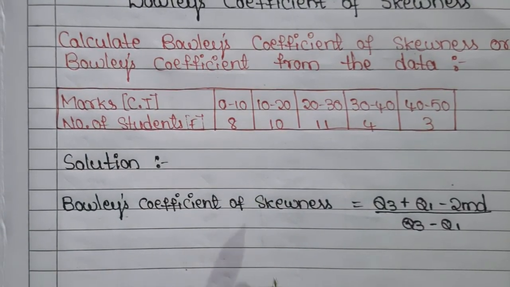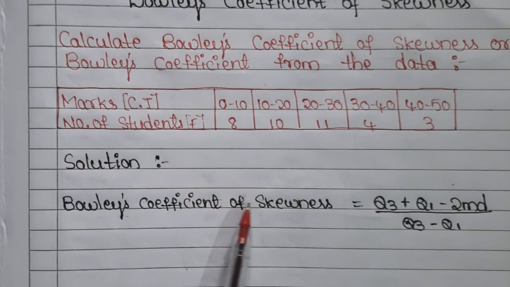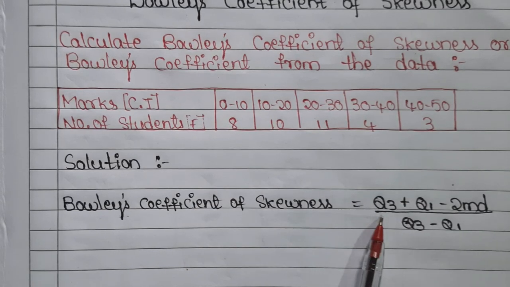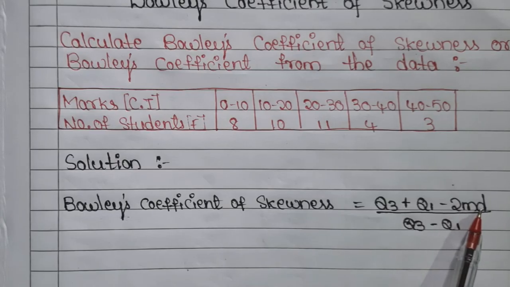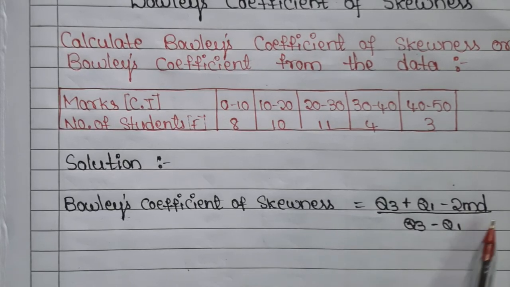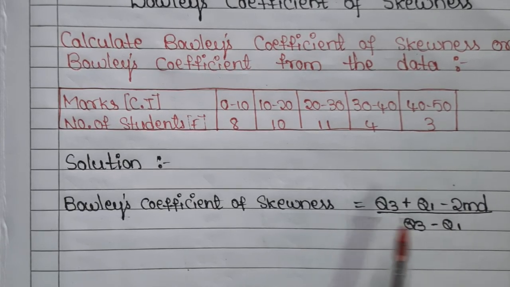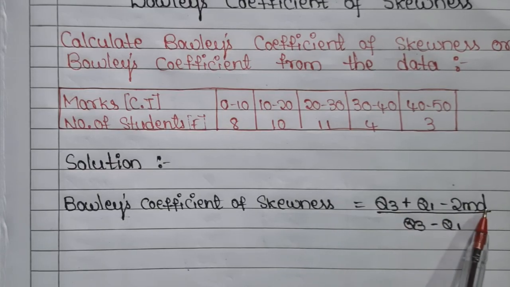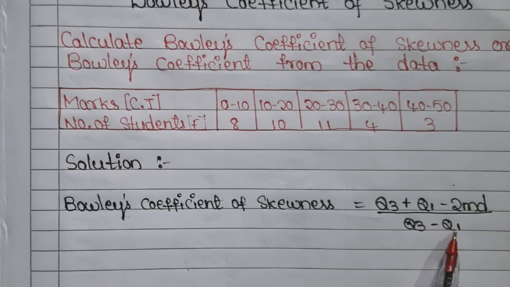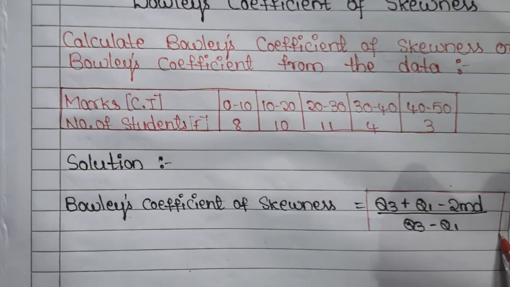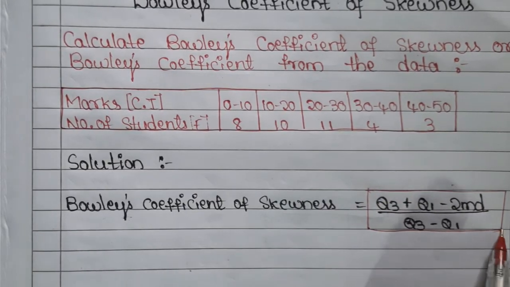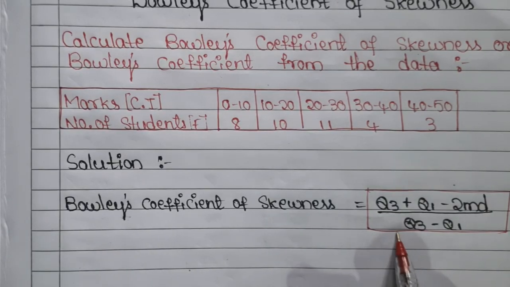Before going into the solution, let us know the formula of Bowley's coefficient of skewness. The formula is (Q3 plus Q1 minus 2 MD) divided by (Q3 minus Q1), where MD is nothing but the median. If you know this formula and the calculation part, you can easily do the solution. So remember this formula.